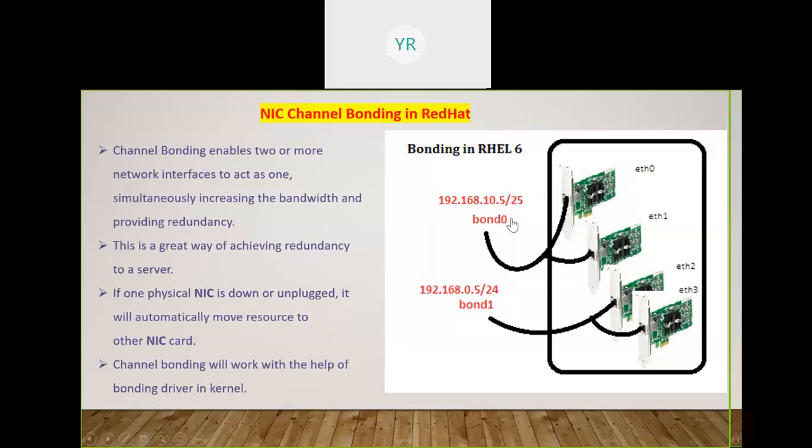That bonding is named as bond0 or bond1, like that. So this bond0 acts as master, and these two cards will act as slaves. We will configure in that way. This bond0 we will treat as a single NIC card, but in that NIC card we have a group of 2 NIC cards. So bond0 acts as a master and these two act as slaves.